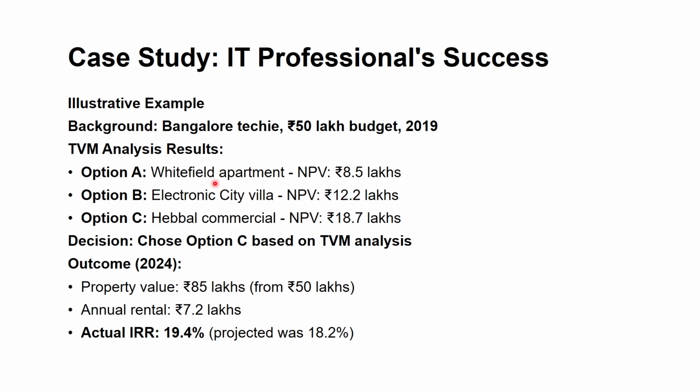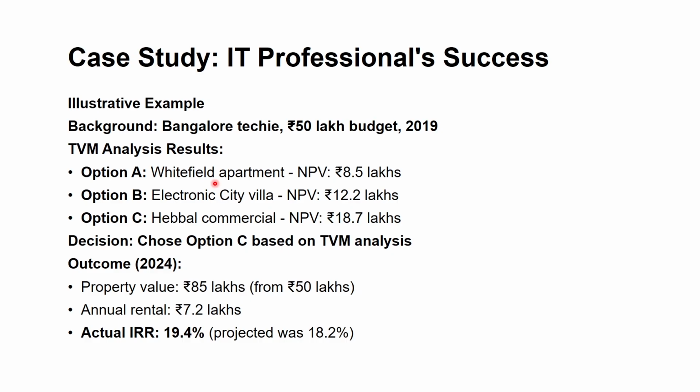Then let's take one illustrative example. So here we are talking about a Bangalore techie, a Bangalore IT professional with 50 lakhs to invest in 2019, evaluating 3 options using TVM principles. Option A, Whitefield apartment with an NPV of 8.5 lakhs. Option B was an Electronic City villa with an NPV of 12.2 lakhs. Option C was a commercial space with an NPV of 18.7 lakhs. So, despite an emotional preference for the villa, that person chose option C based on TVM analysis, right?